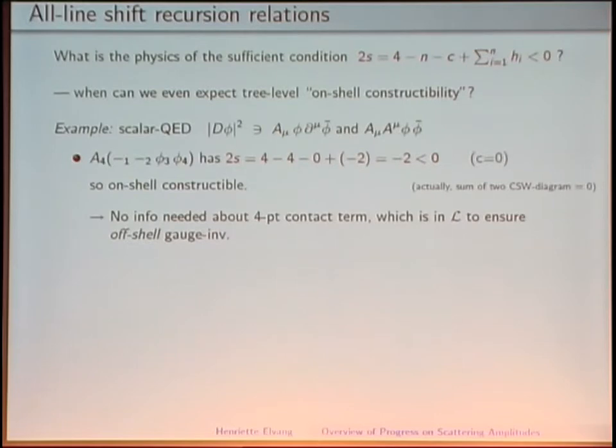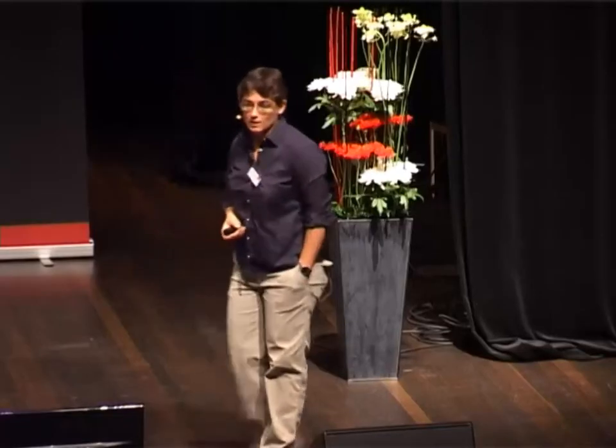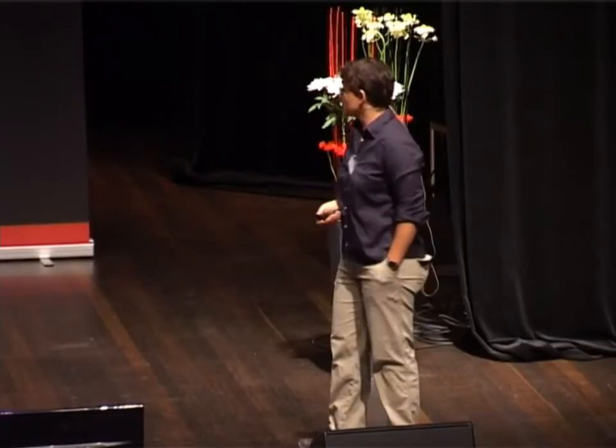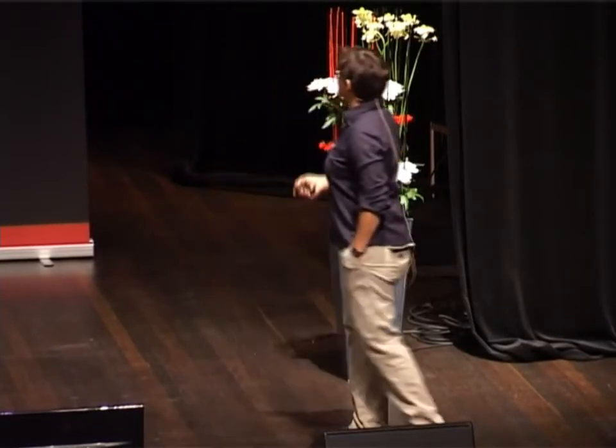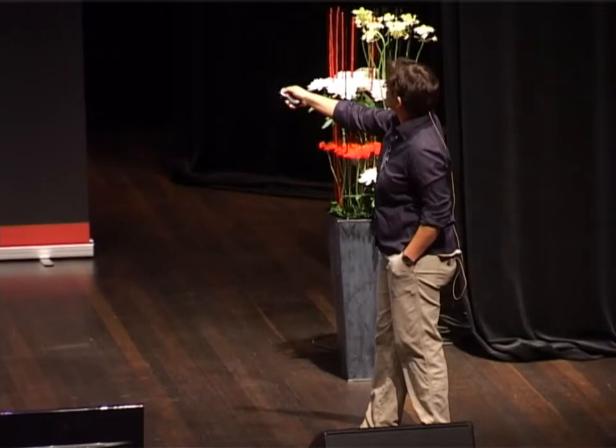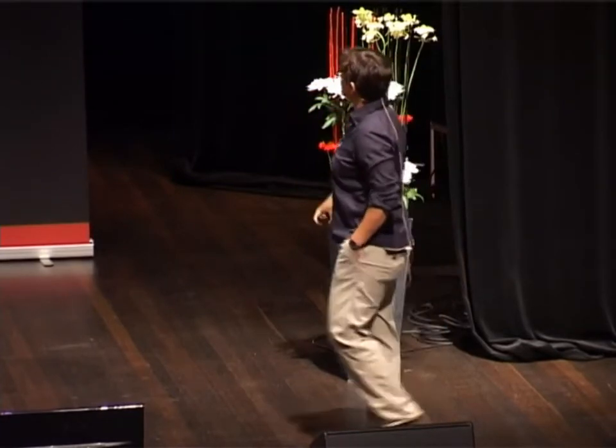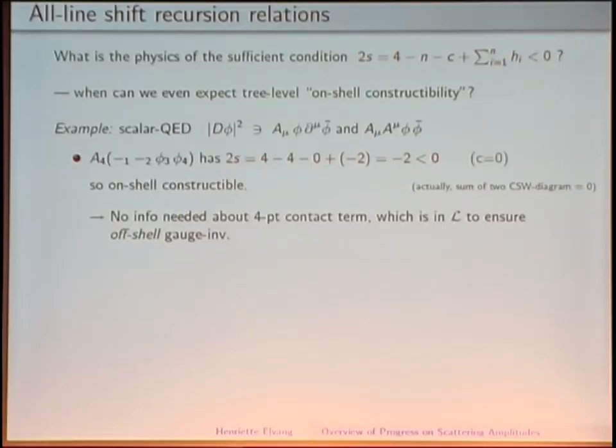And so in particular, you'll notice that no information is then needed about the 4-point contact term in the Lagrangian to do this. The role of that term is to ensure the off-shell gauge invariance of the Lagrangian, and we don't need it to extract the on-shell information for the amplitude. Now, actually, this is a somewhat bad example because it turns out that this particular amplitude vanishes, but you'll see it recursively by the fact that the sum of these two CSW-type diagrams you get out is actually 0, but each of the diagrams is not.